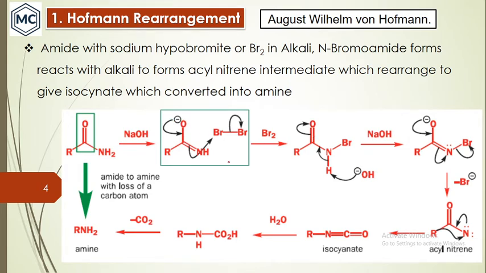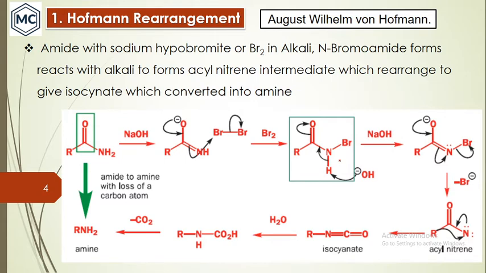The pi bond breaks, and this nitrogen reacts with bromine after one Br minus leaves. So this nitrogen forms a bond with bromine, and the other bromine leaves. One bromine can act as an electrophile here. Okay, then you get the N-bromoamide. This is the N-bromoamide. And in the presence of base, you have a base in the system.